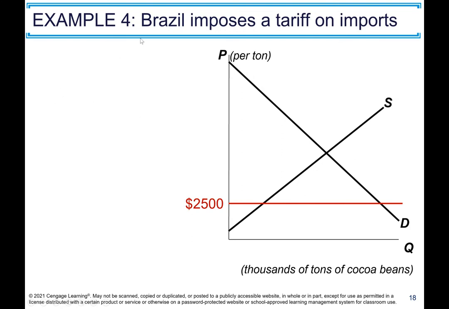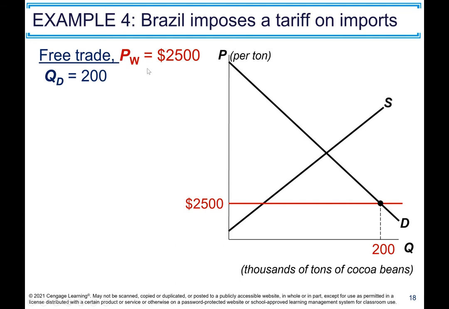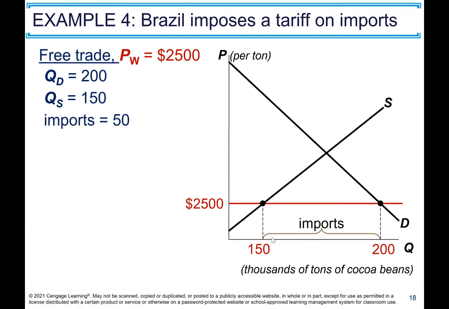So here, example 4, Brazil imposes a tariff on imports. The world price is 2,500. Quantity demanded is 200,000 tons of cocoa. Quantity supplied is 150,000 tons of cocoa. 50,000 tons is imported. That would have been the shortage if there was no trade.